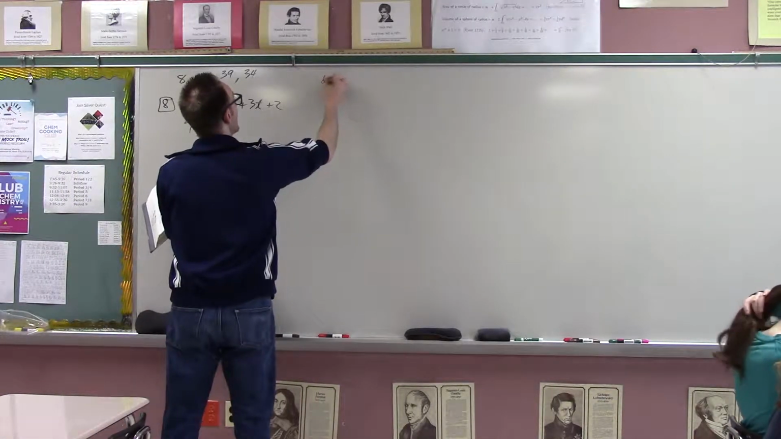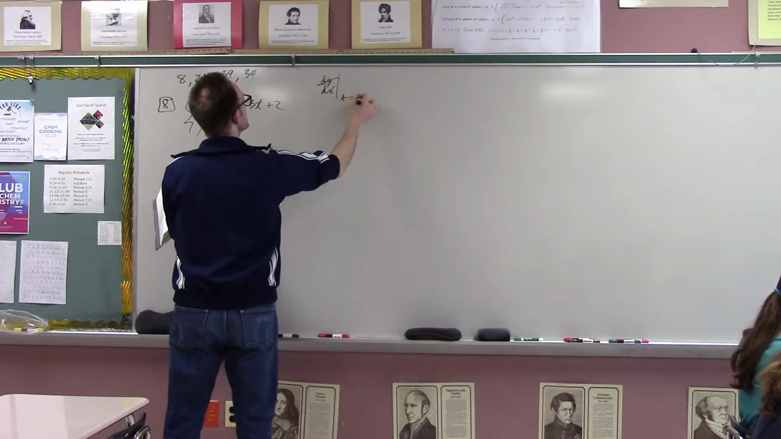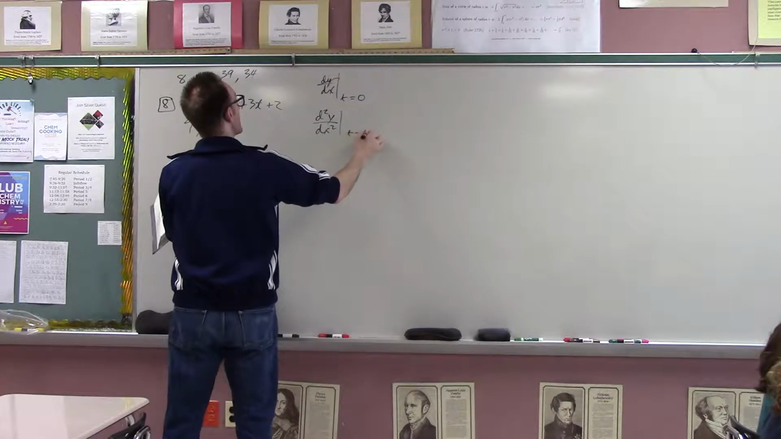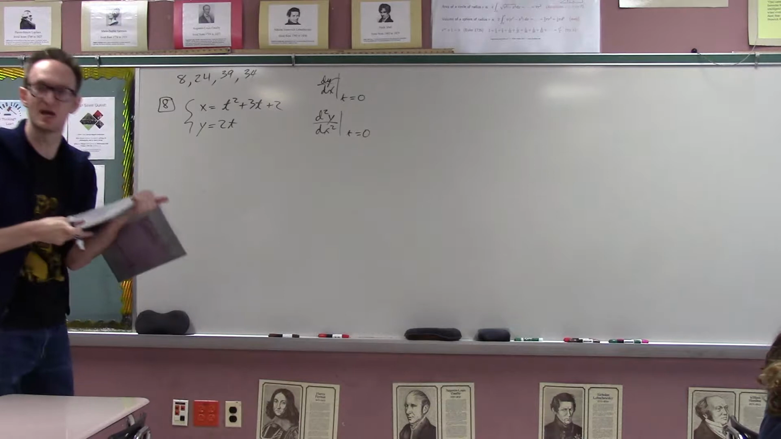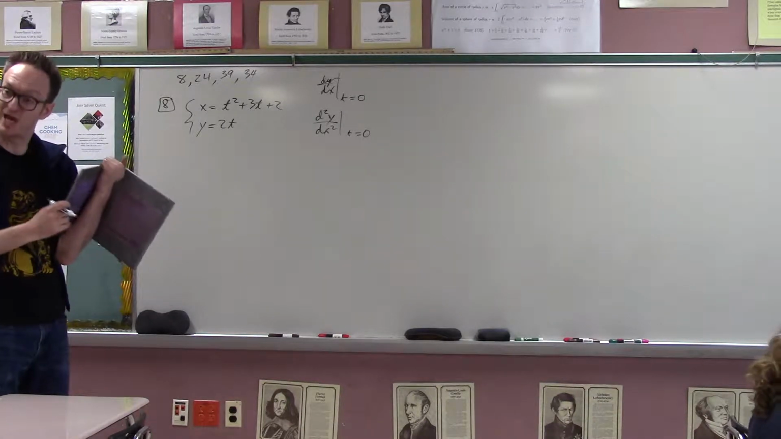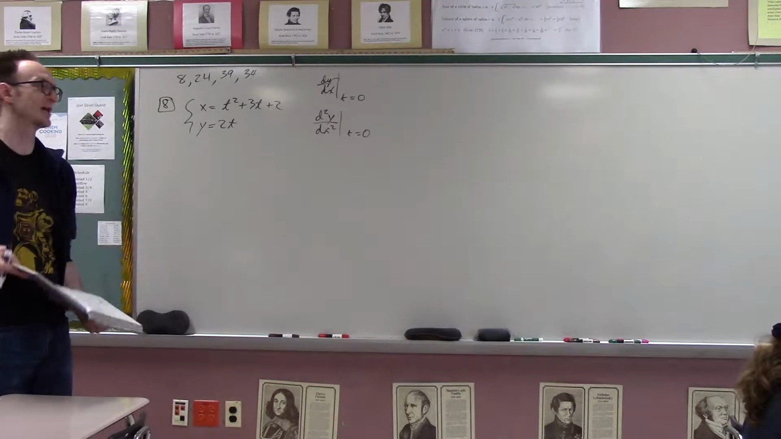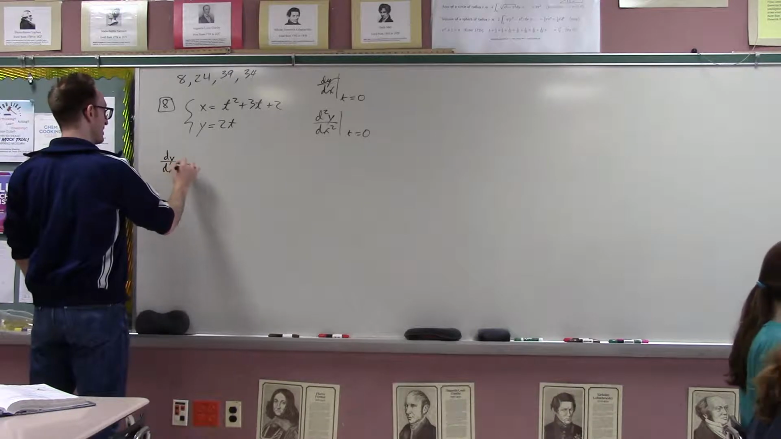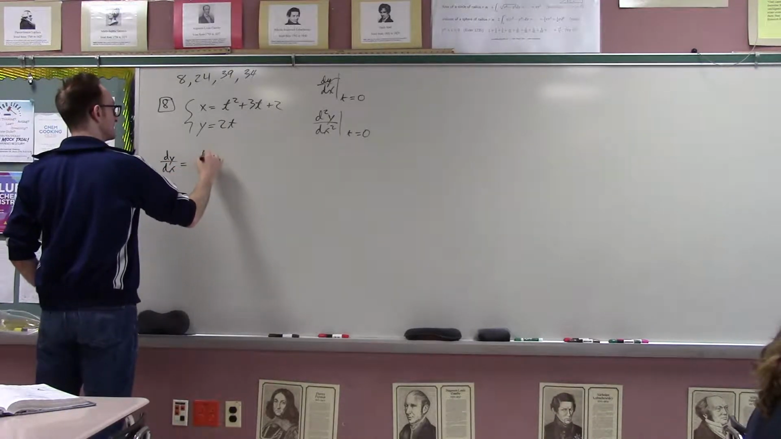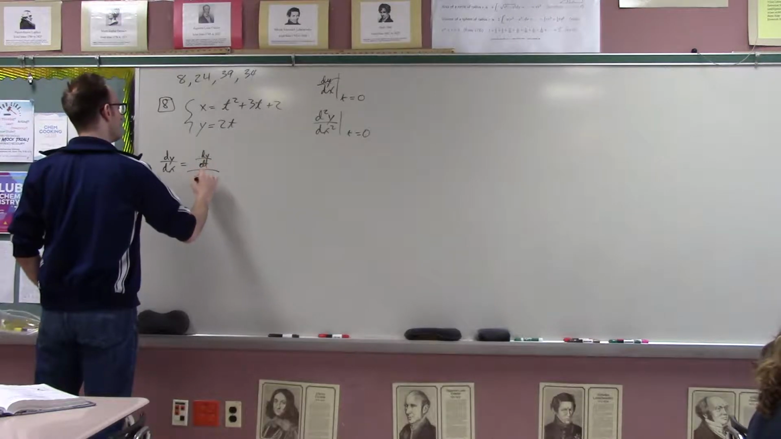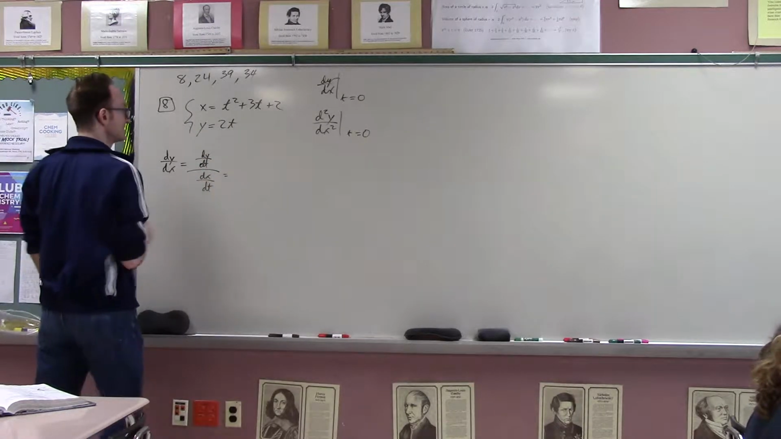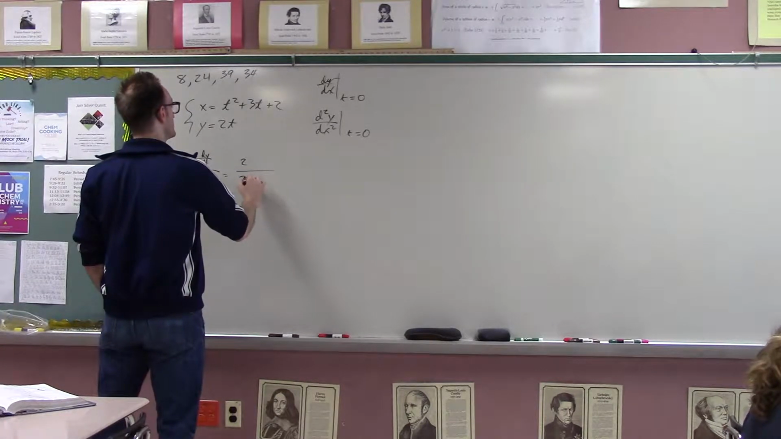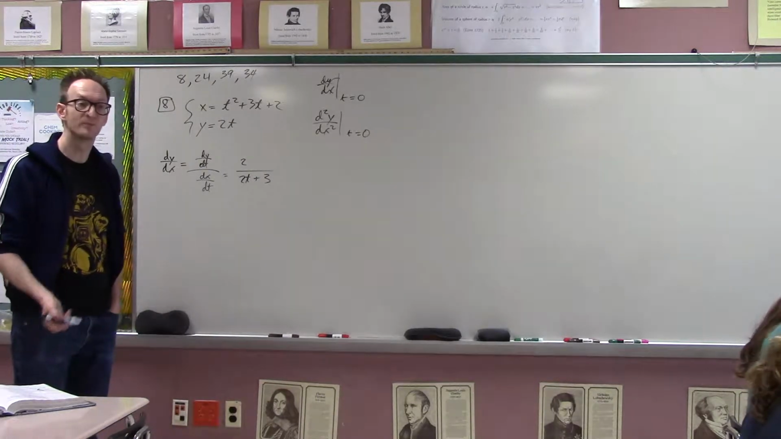So goal, find dy dx, the slope of the tangent line at t equals 0, and find d squared y dx squared at t equals 0, which is difficult to articulate exactly what that is. I guess you could call it the concavity. It's the rate of change with respect to x of the slope of the tangent line to the curve. We begin! From class yesterday we know that dy dx is just dy dt over dx dt, and dy dt is just 2, and dx dt is 2t plus 3. So that was pretty simple, yeah?